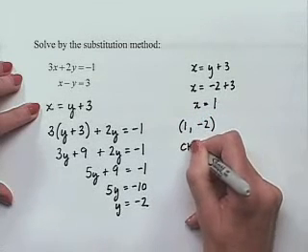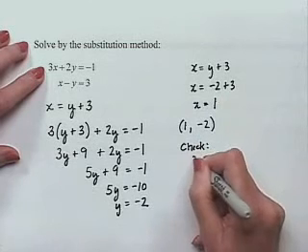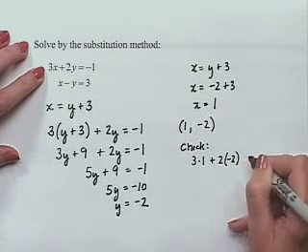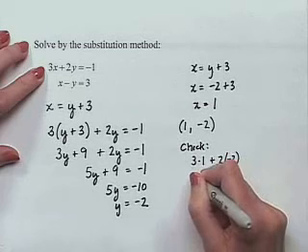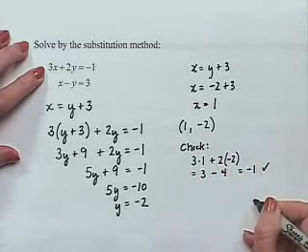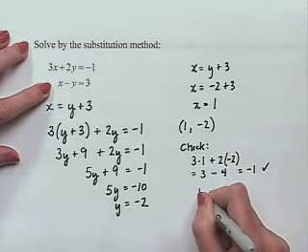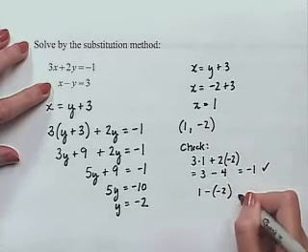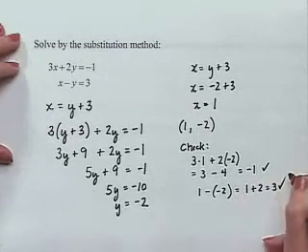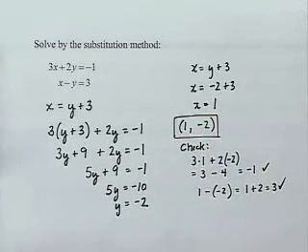We can easily check this by substituting into our given equations. We'd have 3 times 1 plus 2 times negative 2. Let's go ahead and just evaluate that. We end up with 3 minus 4, which is equal to negative 1, and that checks with our first equation. And in our second equation, we would have 1 minus a negative 2. We can evaluate that as 1 plus 2, and that equals 3, and that checks also. So our solution to this system is the point (1, negative 2).